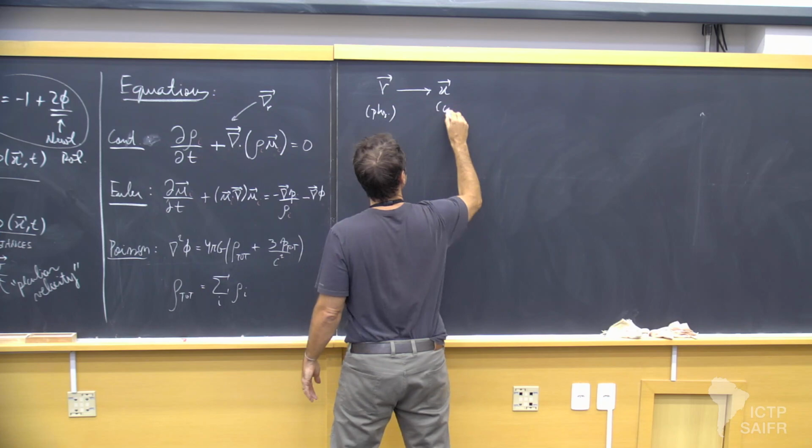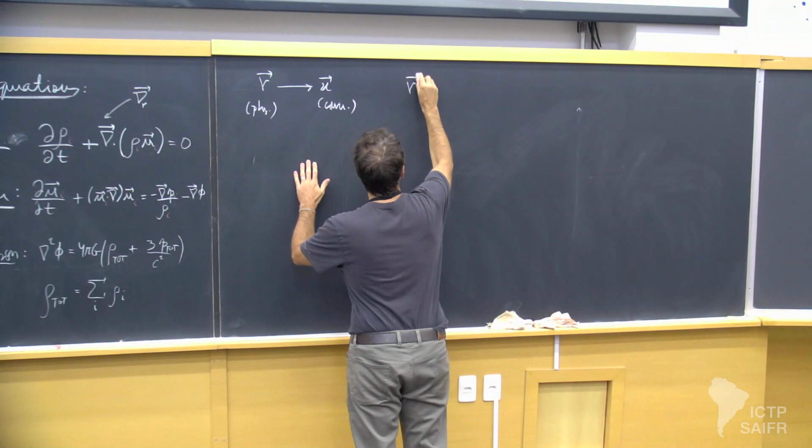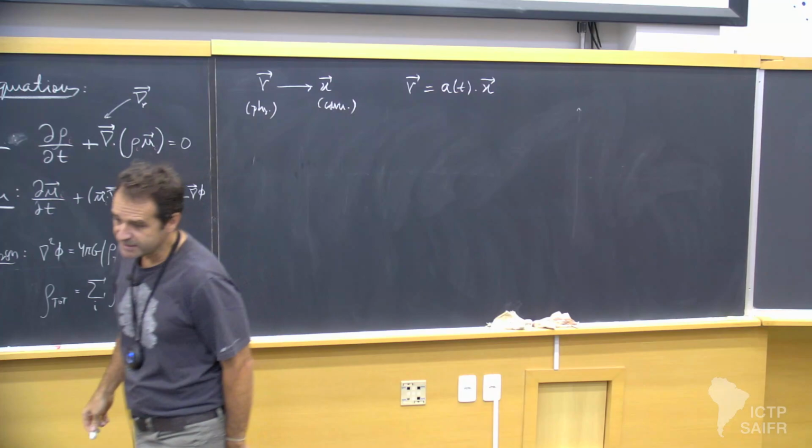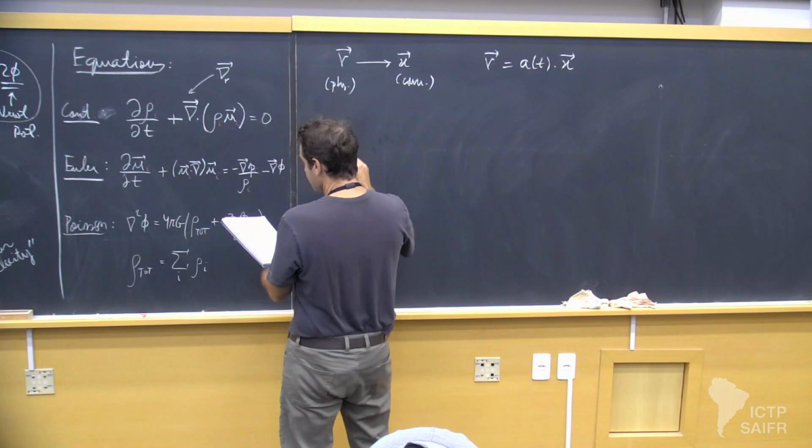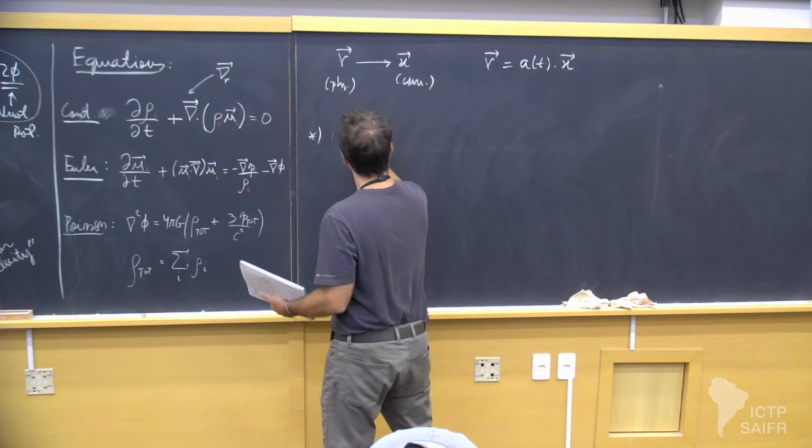Distance and so on. Well, we know that r is equal to a of t times x, right? And we can use this now to try to rewrite these equations. Now, you have to do this carefully, and you have to take into account all these partial derivatives here. So let's start with the time derivative in these coordinates here.